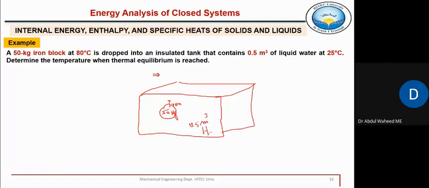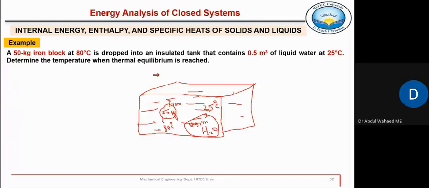जिसमें आपने इसको dip कर दिया है. This tank contains water. How much water? 0.05 meter cubes of water. So the liquid water का initial temperature is given as 25 degrees Celsius. The initial temperature of iron is given as 80 degrees Celsius. Okay, initial temperature of iron is 80 degrees Celsius. Initial temperature of water is 25 degrees Celsius.